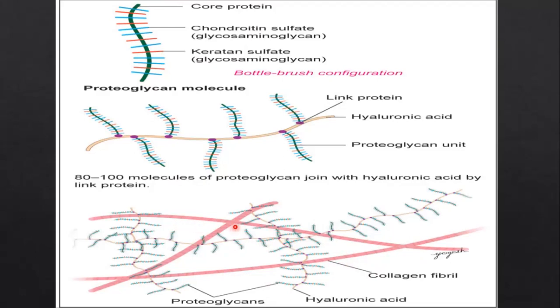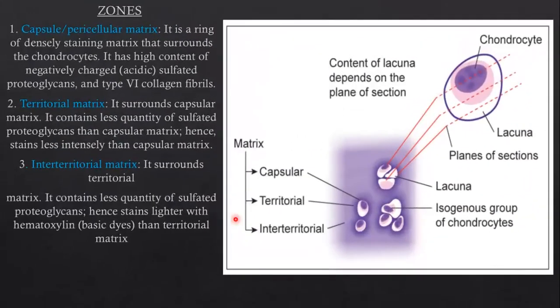Have the collagen as the fibrils, then the ground substance will have the glycosaminoglycans, the 3 of them: hyaluronic acid, chondroitin sulfate, keratan sulfate. Then keratan sulfate and chondroitin sulfate attach to a core protein to form the proteoglycan aggrecan, and then they link like that. Okay. Then we have zones now.